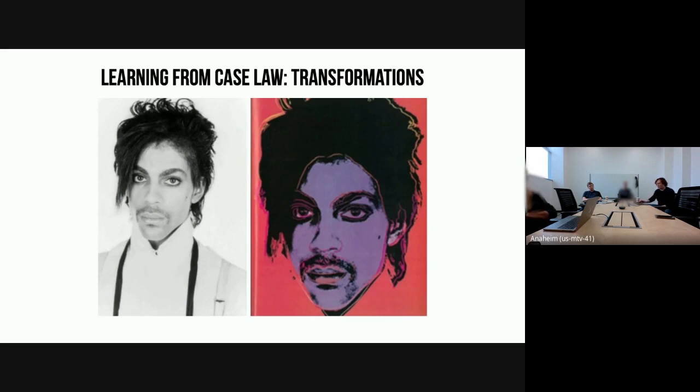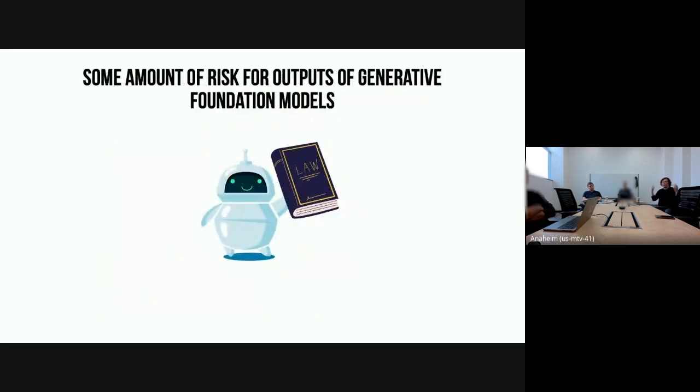Like in this setting. And so what does that mean for generative foundation models, and particularly the outputs of them? It means that there's some amount of risk. It's unclear what that amount is. We will see as things progress. But it means that there are cases that look a lot like things that you might see generative models create, that might create some amount of legal risk for companies. And we are seeing that in terms of litigation now.